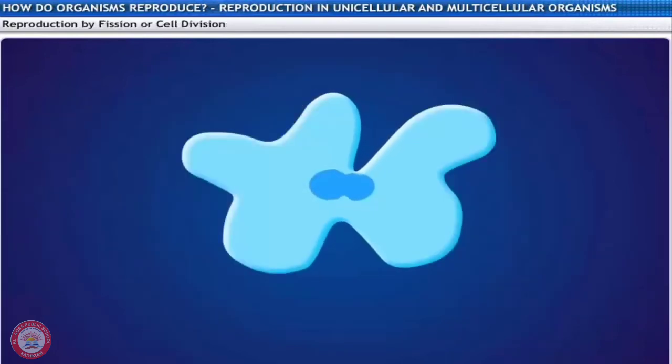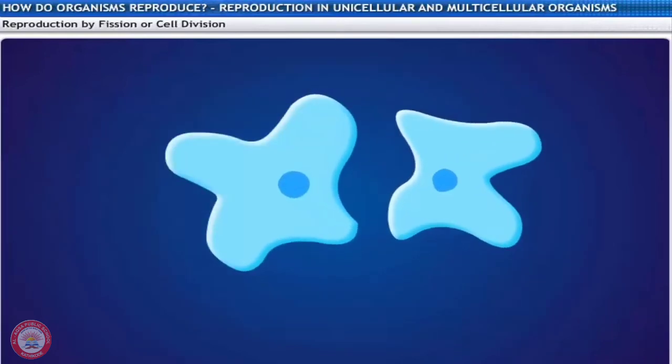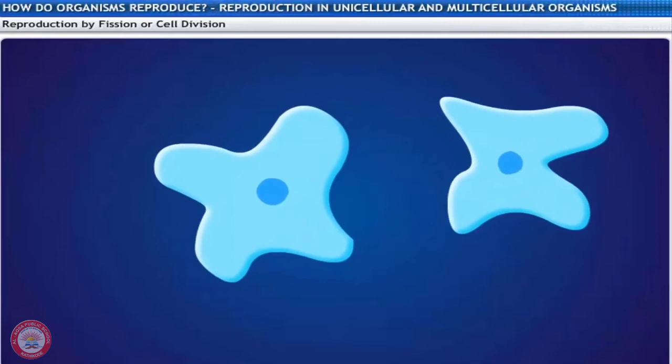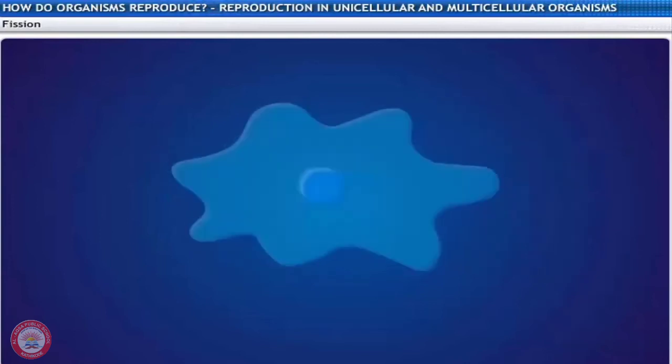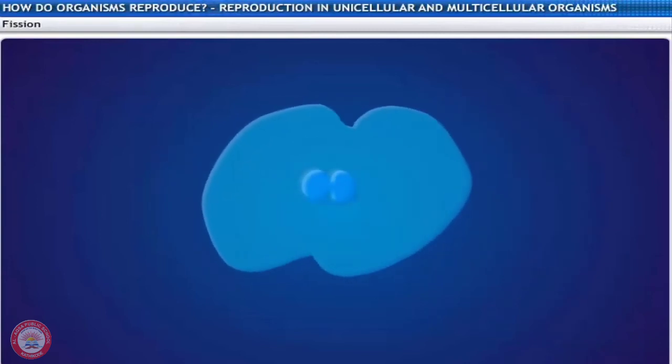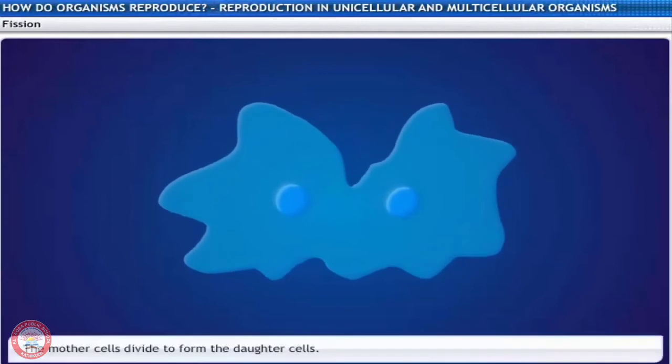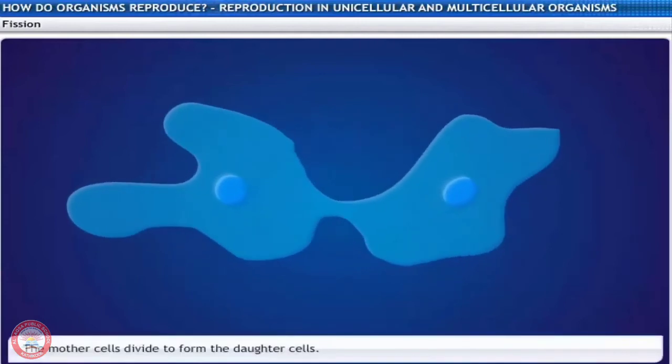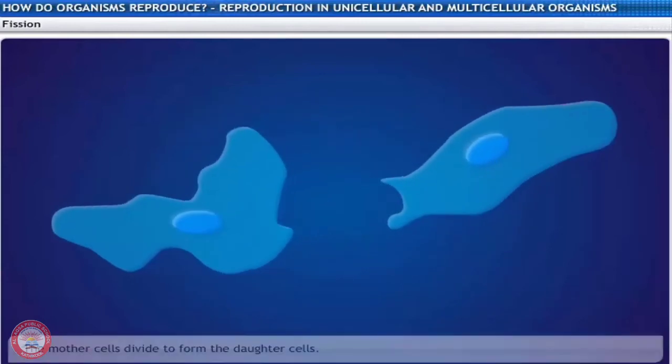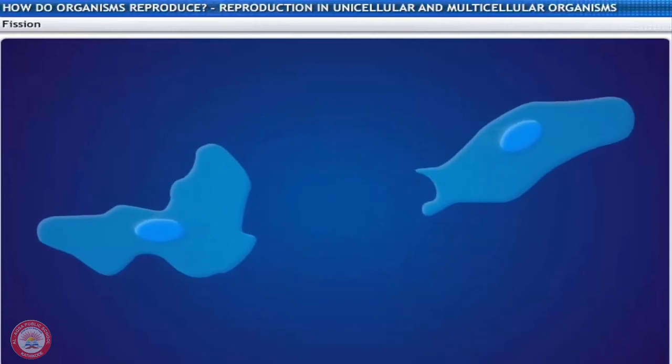Let us begin with fission. In unicellular organisms, fission can lead to the creation of new individuals. For example, in amoeba, the organism simply splits into two equal halves during cell division. As a result, two daughter cells are formed.